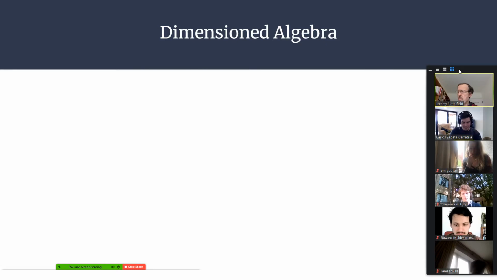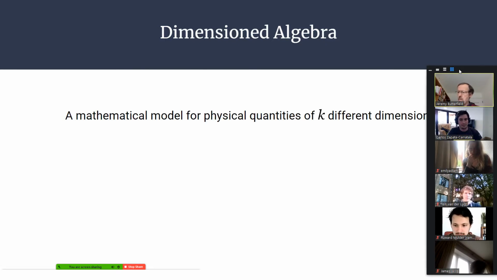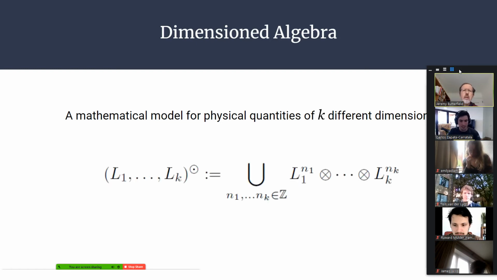So at this point, we already have a good mathematical model for physical quantities of k different dimensions. So basically, this potential construction you can do for a collection of lines. You just choose a canonical ordering, and then you take the tensor powers with that ordering, and you can in fact extend the circle product that I defined into this context, and this becomes a dimension ring over the set n, or sorry, the set k, so k copies of the integers. So this is in fact what we want if we're doing physics.